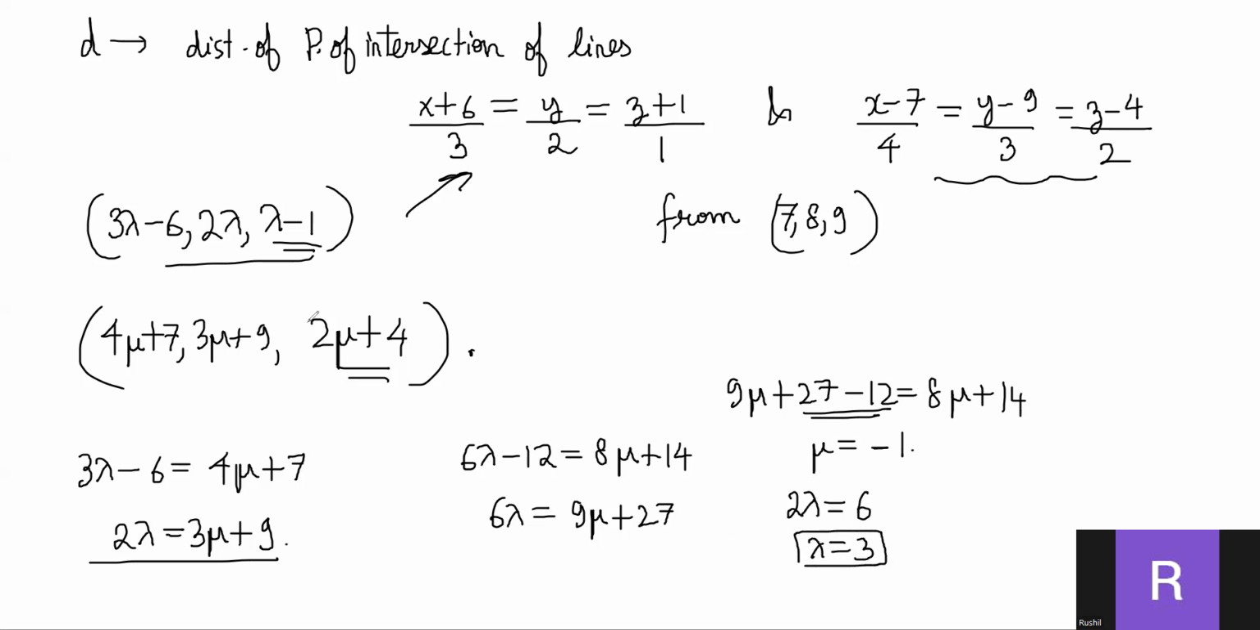And now we have to check the third coordinate. 3 minus 1 is 2, and 2 into minus 1 plus 4 is also 2. So it is matching, and we are getting the point of intersection. Why is this taking time? I mean, questions like this, if you make even one small mistake, then the whole thing can go wrong.